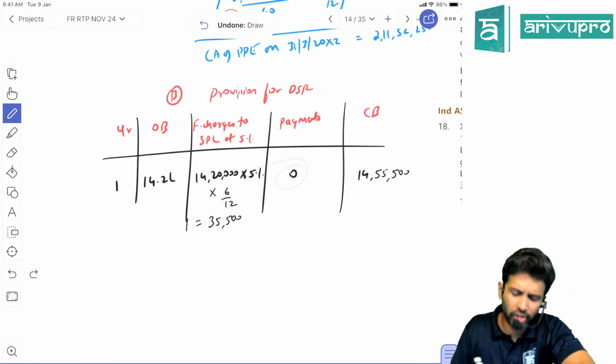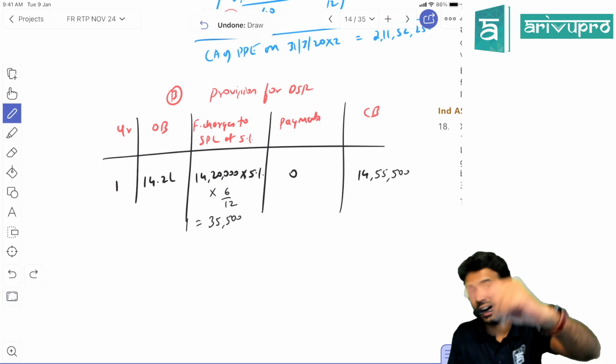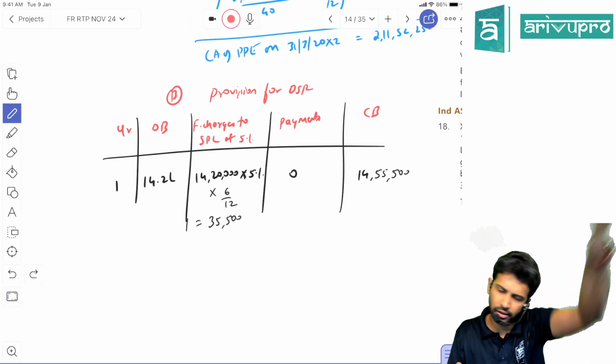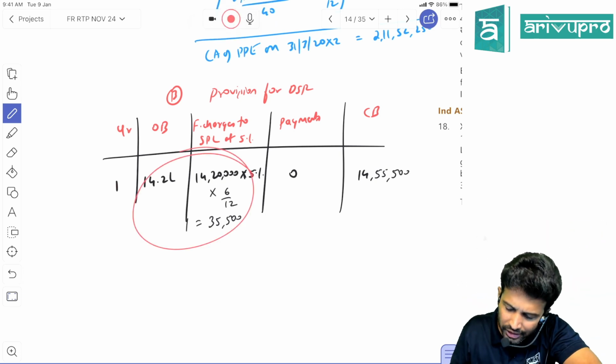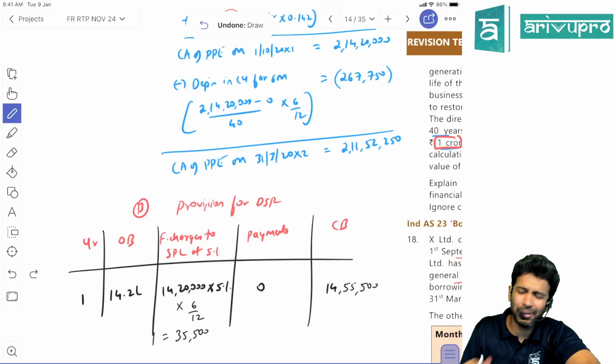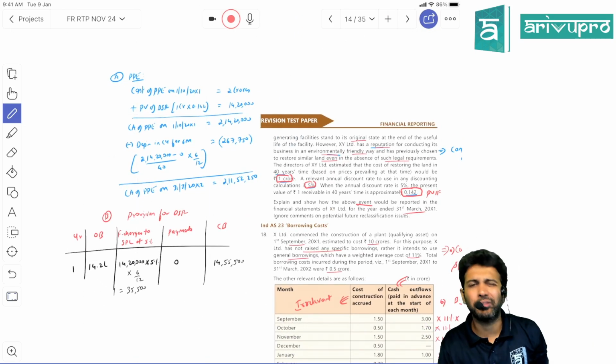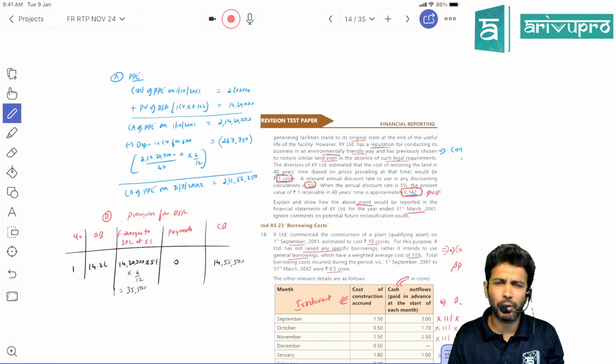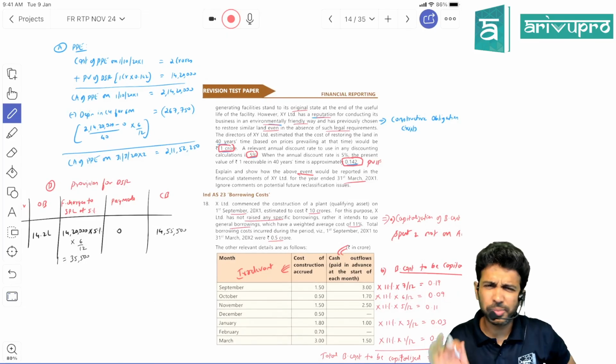There is no payment because the payment for provision for DSR you will make after 40th or at the end of 40th year. So payment is 0. So closing balance will be these two added, this one minus, which will be 14,55,500. This is your provision balance. That's what they've asked. A very, very straightforward, simple question. This much if you're right, it's good enough.